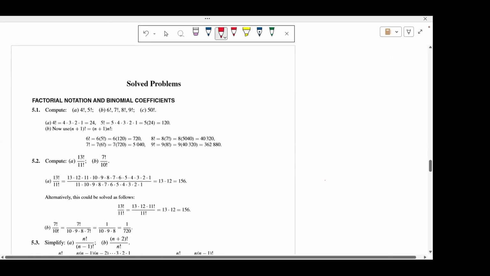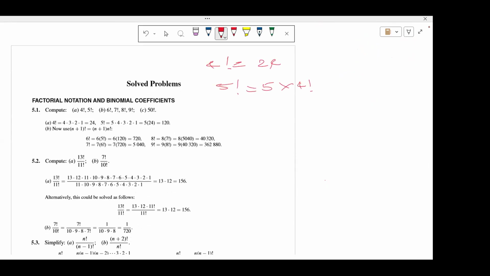Okay. I think you know how to do the first one, right? 4 factorial means 4 into 3 into 2 into 1, that is equal to 24. 5 factorial means we can write 5 into 4 factorial. So 4 factorial we can write as 24, 5 into 24, that is equal to 120.